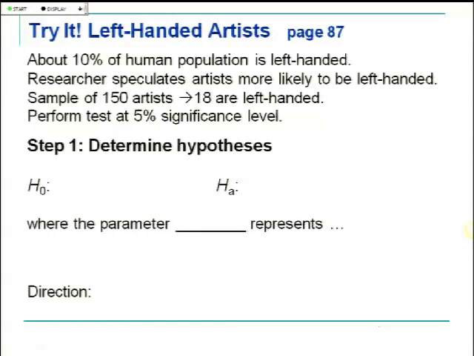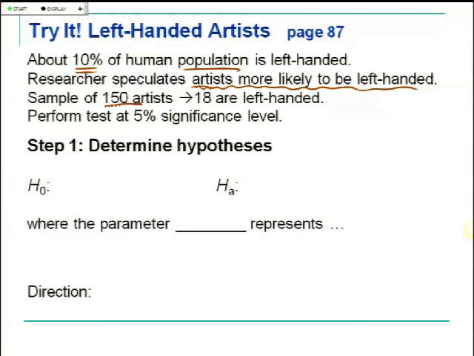So let's turn to an actual problem. Let's do that one for the last few minutes today. Put some actual values in here. Let's solve the left-handed artist problem. Let's put that theory to the test. So you can already do step 1. We did it just 5 or 10 minutes ago. 10% in the population are left-handed in general. Researcher speculates that artists are more likely to be left-handed. Wants to put that theory to the test.